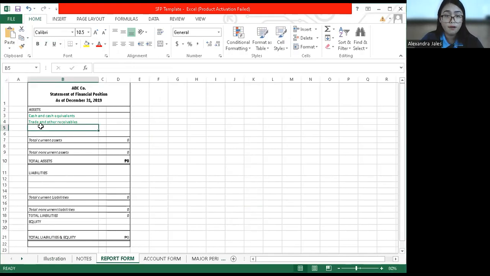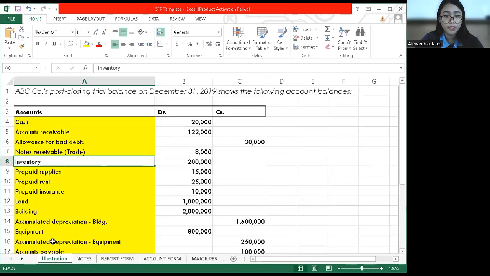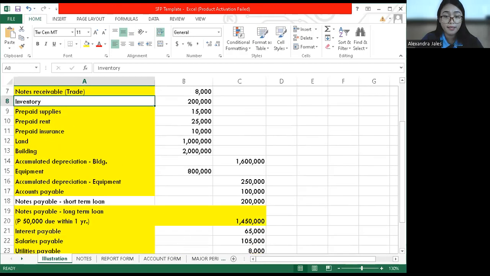Okay, and then what else do we have here? We have here your prepaid assets, correct? So we have your prepaid assets. For a moment, let me just write it down.